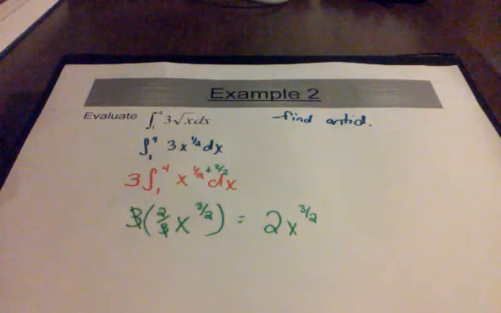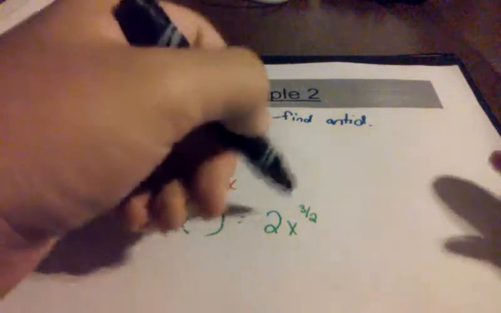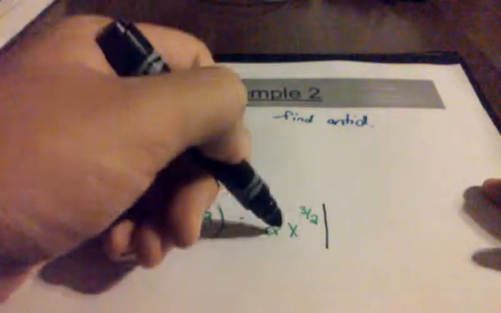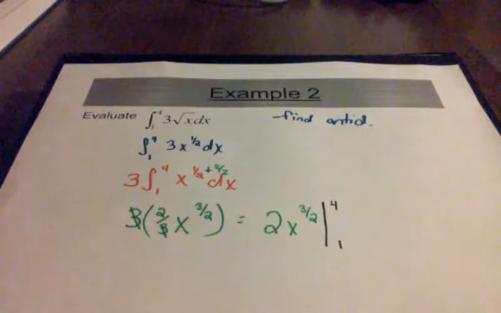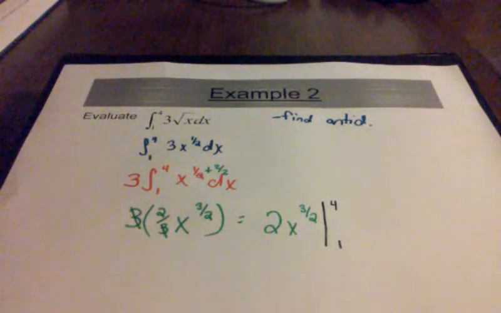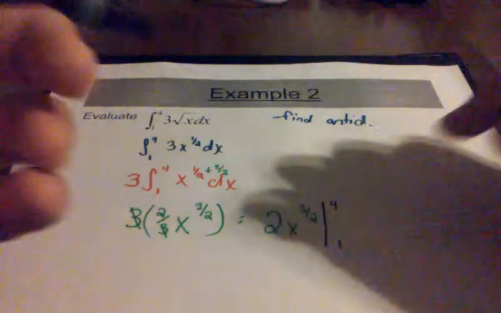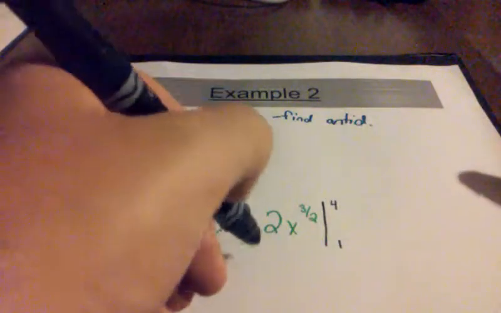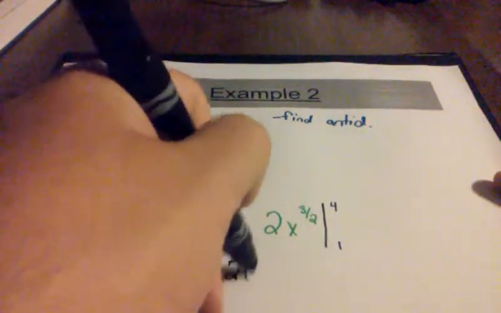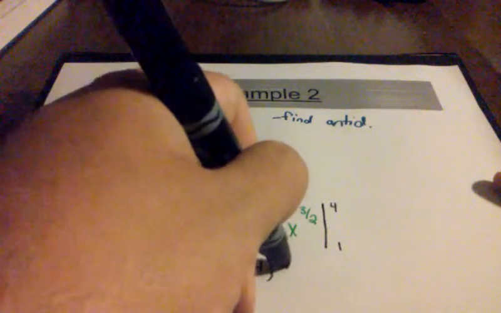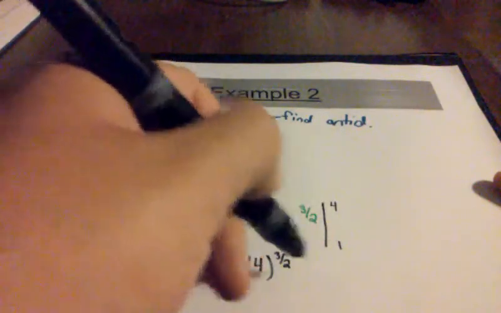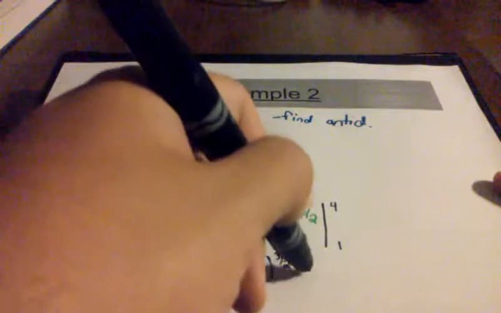Because this is a definite integral and I'm using the fundamental theorem of calculus, since I have the antiderivative, I'm now going to evaluate my antiderivative on the interval 1, 4, with 4 being the upper limit and 1 being the lower limit. Now, the fundamental theorem of calculus says you plug in the upper limit first. So I'm going to have 2 times 4 to the 3/2. And then I'm going to plug in my lower limit, but it's minus. So I'm going to change the sign, so it's going to be minus 2 times 1 to the 3/2.